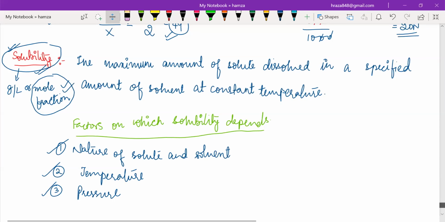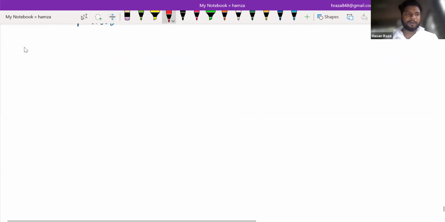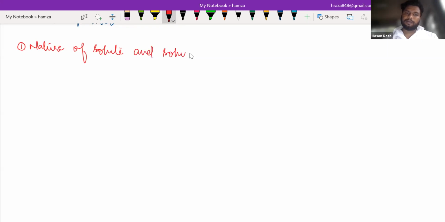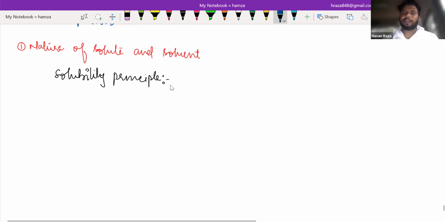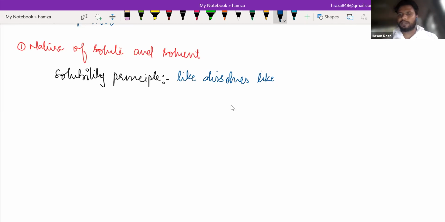Yes, sir. Okay. See, I'm going to explain how solubility depends on nature of solute and solvent. First of all, I'm going to discuss the solubility principle. What is the solubility principle? The solubility principle says that like dissolves like. That means a polar compound is soluble in polar solvent.